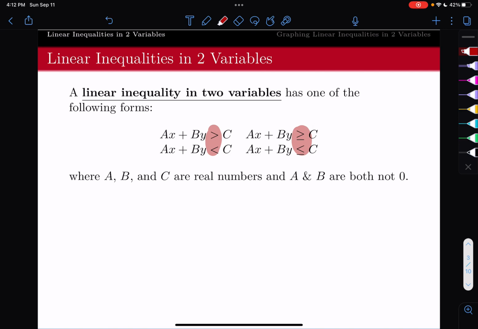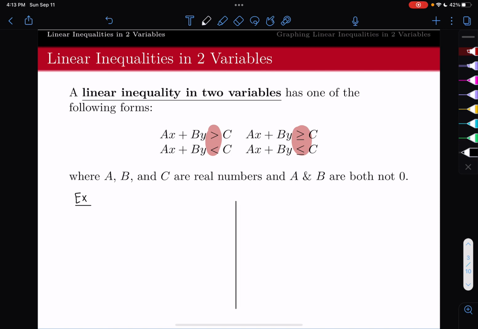The only stipulation we want is that both of those aren't 0, so I don't end up with an inequality like 0 is less than 3, because that would be relatively boring. So just to give you an example as to what one looks like, and we'll go through and jump into how do we actually solve each of these.